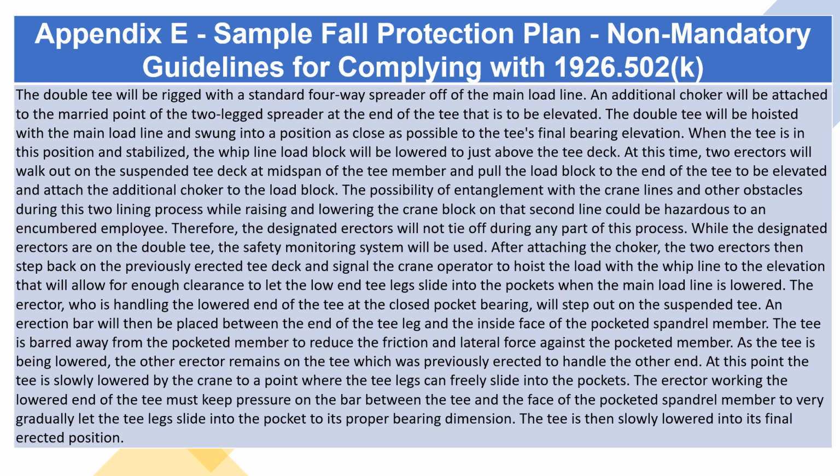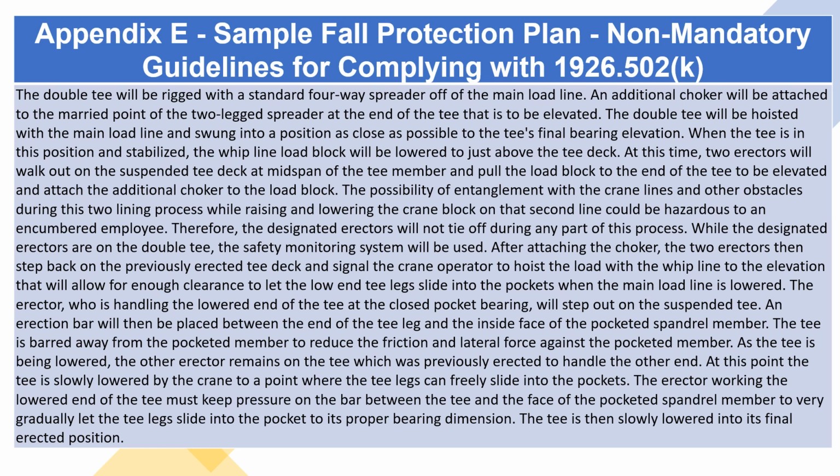The possibility of entanglement with the crane lines and other obstacles during this two-lining process, while raising and lowering the crane block on that second line, could be hazardous to an encumbered employee. Therefore, the designated erectors will not tie off during any part of this process. While the designated erectors are on the double T, the safety monitoring system will be used.